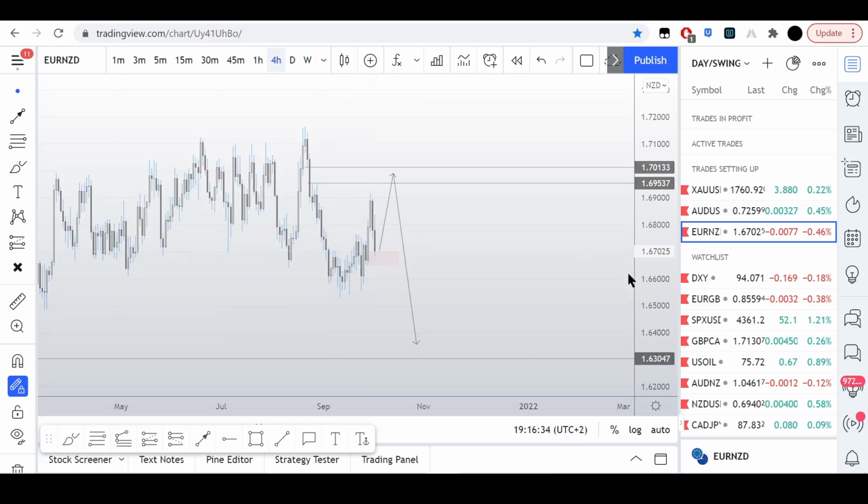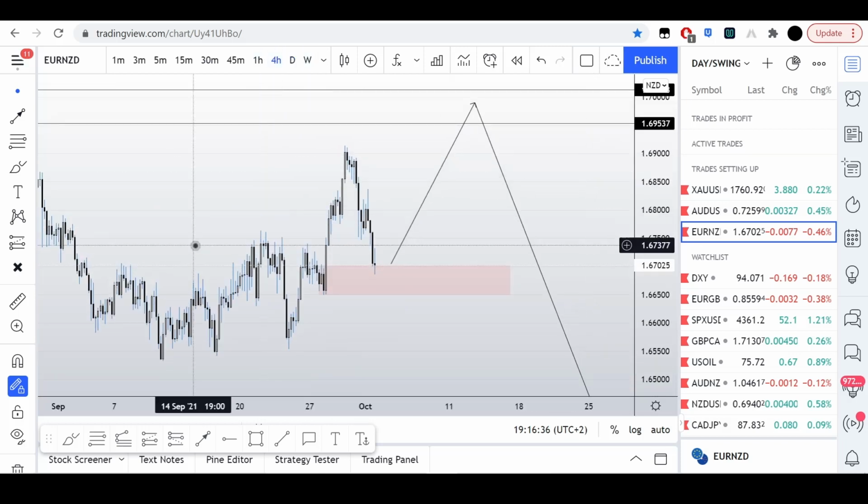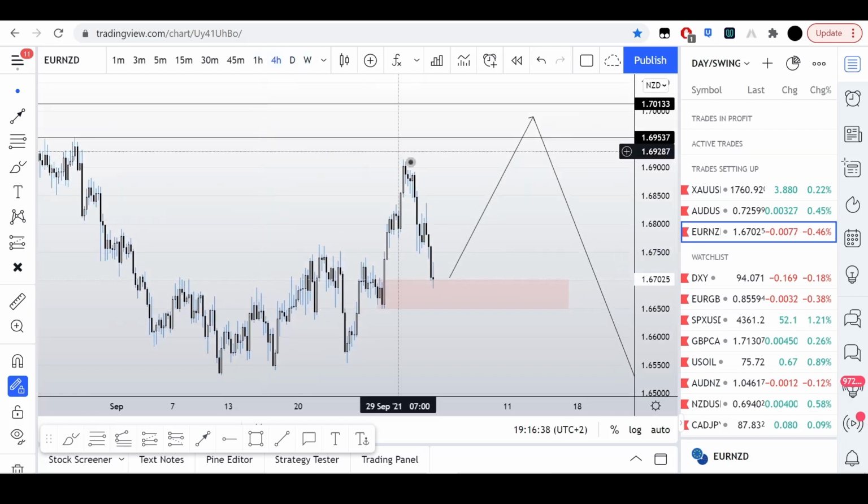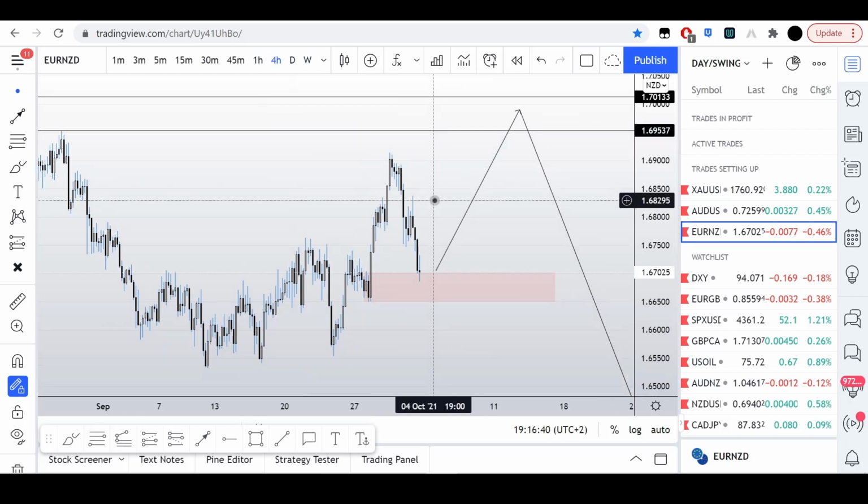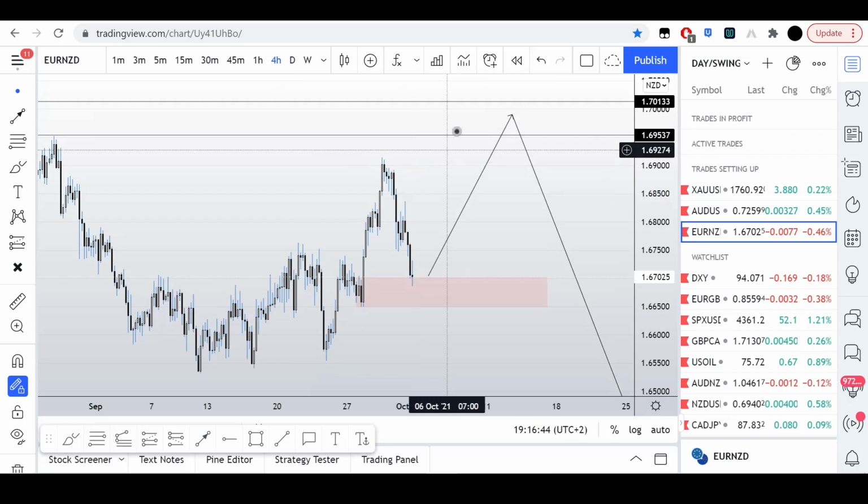On the 4-hour perspective, we're bullish, right? And I can see it's getting up to here. So if I want to be more conservative, I'll just wait until price gets up into here and then wait for potential sells. But, you know, it is what it is.